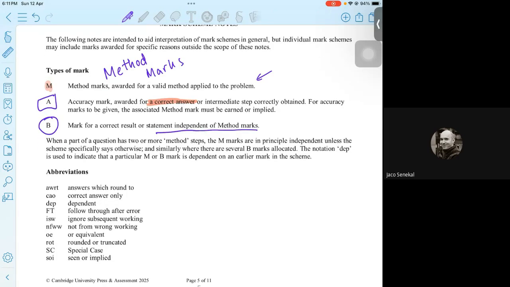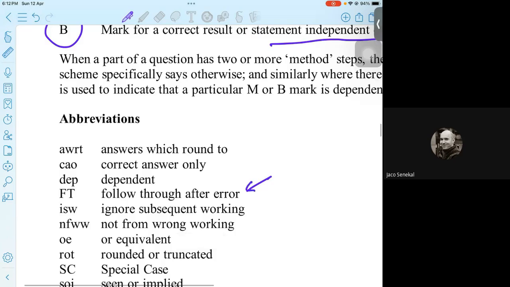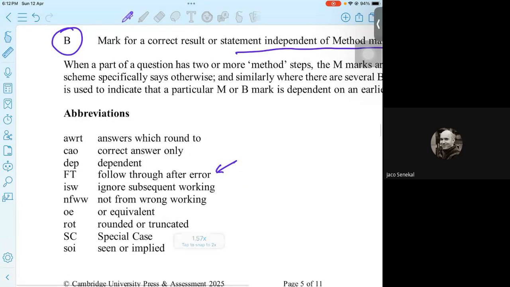So that's for the independent mark. We've covered 3 so far. There is one more, which is very important. One of the most important is the follow through mark. This is where, if you make an error in part A, there's another name for this: error carried forward.